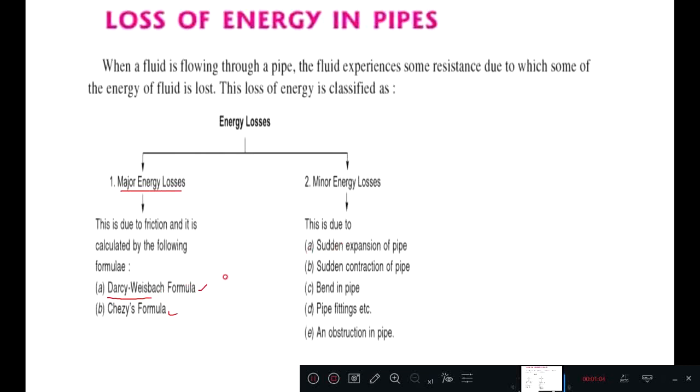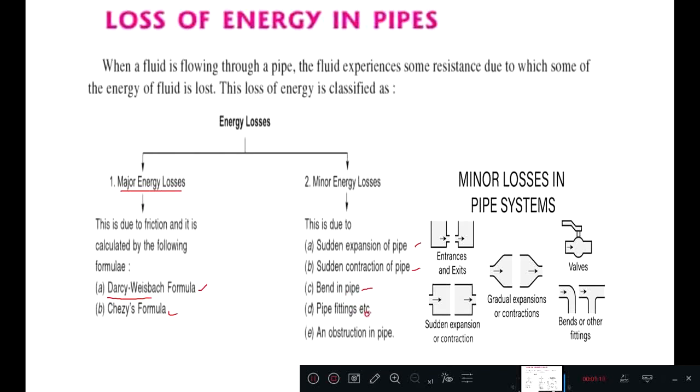Then also we have discussed about the minor energy losses. They are due to sudden expansion of pipe, sudden contraction, bend in pipe, pipe fittings, and an obstruction. So these all are minor energy losses. Minor energy losses mean whenever a fluid or the flow changes its direction or the cross section, that is the geometry, then these kind of losses will occur, and they are called minor energy losses.